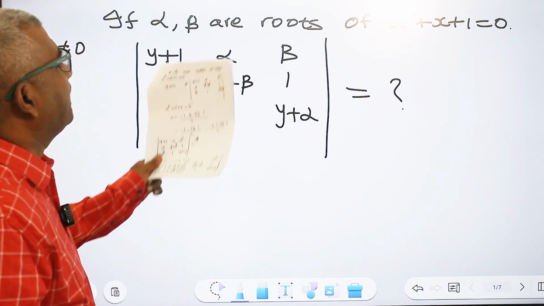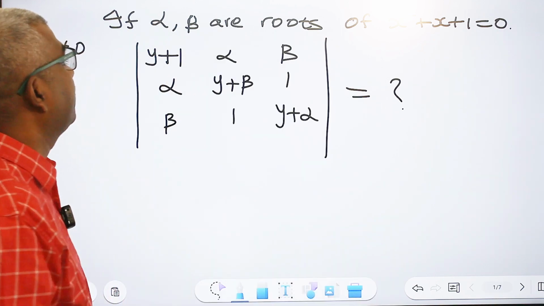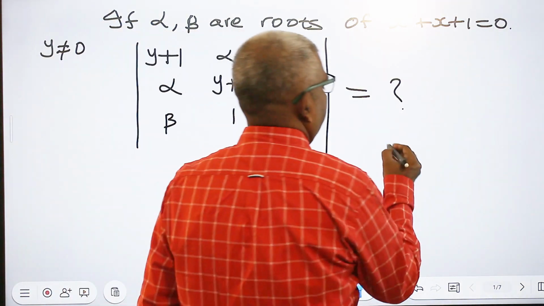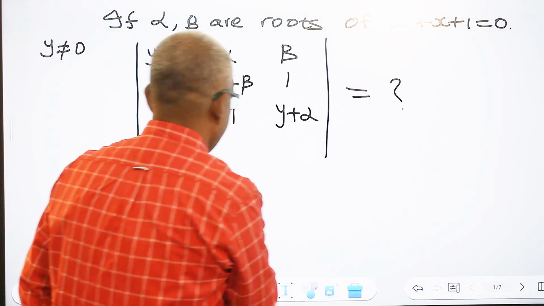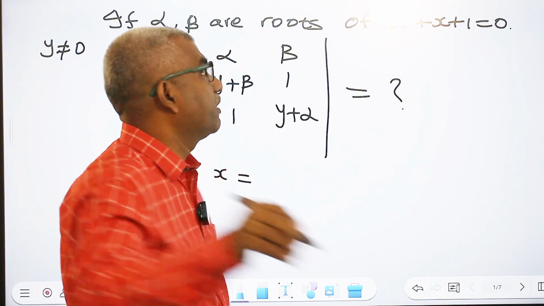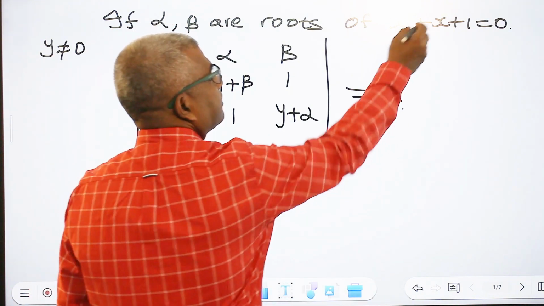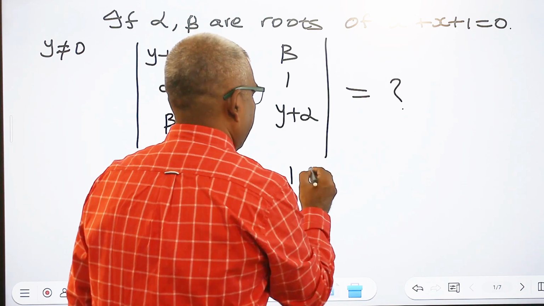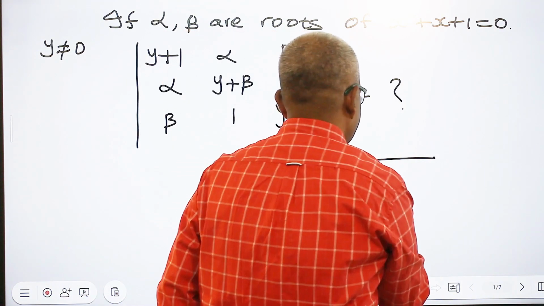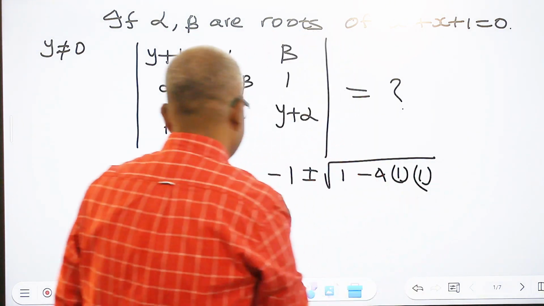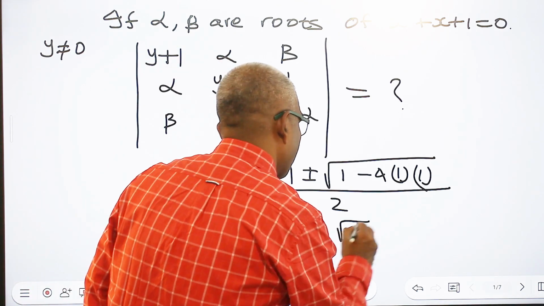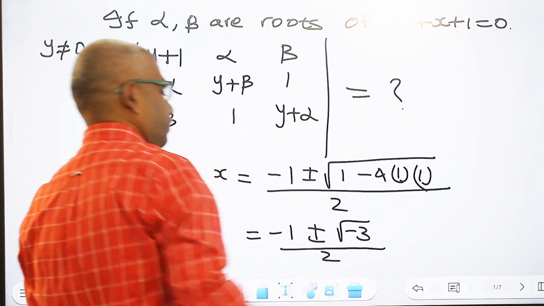Okay. First, we have to find the value of alpha and beta. How to find out? You cannot factorize that, so we are using the quadratic formula: x is equal to minus b plus or minus square root of b squared minus 4ac, by 2a. Minus b is minus 1, plus or minus square root of b squared, 1 squared is 1, minus 4, a is 1, c is 1, by 2a. So minus 1 plus or minus square root of minus 3, by 2.